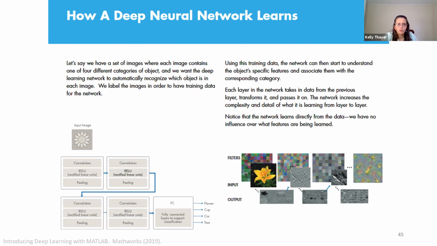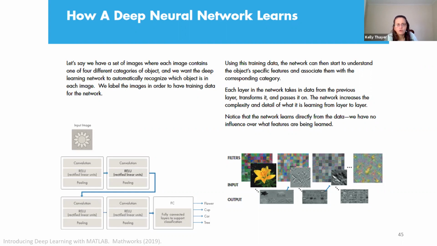How does a deep neural network learn? So let's suppose we have a set of images where each image contains one of 4 different categories. So here are our images. And we want the deep learning network to automatically recognize the object that is in the picture. We can label the images in order to have a training set for the network. Then we can use the training data, and the network can then start to understand the object's specific features and associate them with the corresponding category.